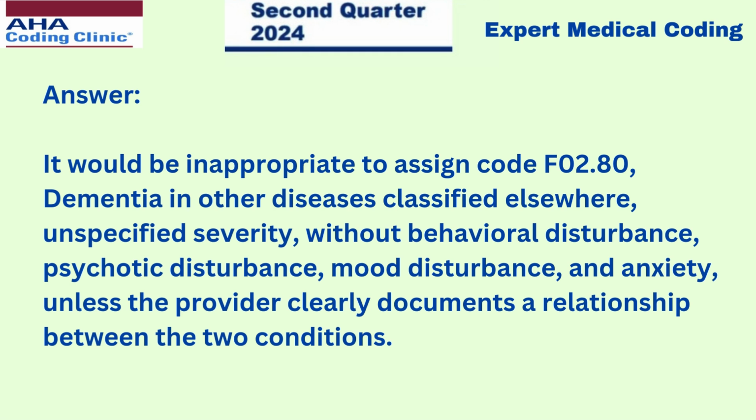It would be inappropriate to assign code F02.80, dementia in other diseases classified elsewhere, unspecified severity, without behavioral disturbance, psychotic disturbance, mood disturbance, and anxiety, unless the provider clearly documents a relation between the two conditions. So if the provider is documenting the relationship between the two conditions, at that time we can take F02.80. But if there is no relationship between these conditions, at that time we have to code them separately: unspecified dementia and unspecified epilepsy.